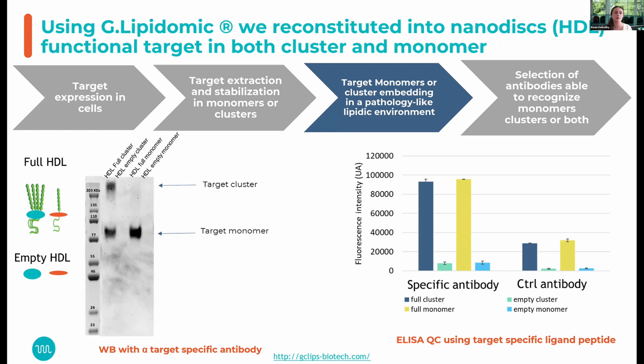In the meanwhile, we reconstituted those same proteins, the same purified protein, in nanodisk, either as cluster or as monomer. We made sure that we can see both formats. We also did ELISA with a commercial antibody to make sure that we recognize both the cluster and the monomer, and compared with control antibody, but also with empty disks, and everything went well.